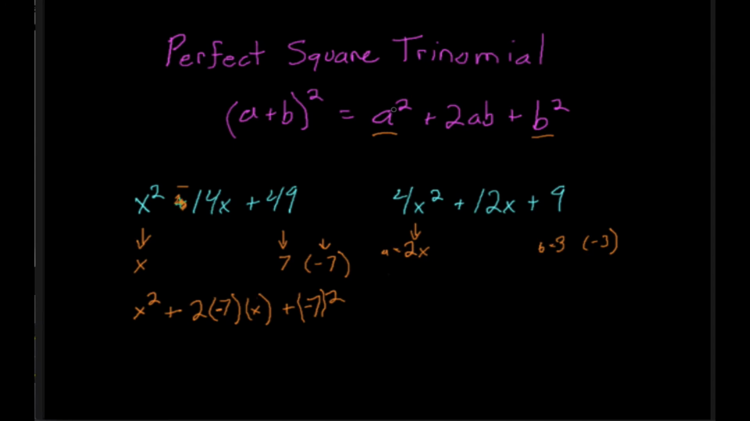So let's try to rewrite this in this form. So we've got 2x squared plus 2 times a, which is 2x, times b, which is 3. And then, of course, we've got our b, which is 3 squared. And let's see if that matches. 2x times 2x is 4x squared. 3 times 2x is 6x, times 2 is 12x, and 3 squared is 9. So we verified that this, too, is a perfect square trinomial.